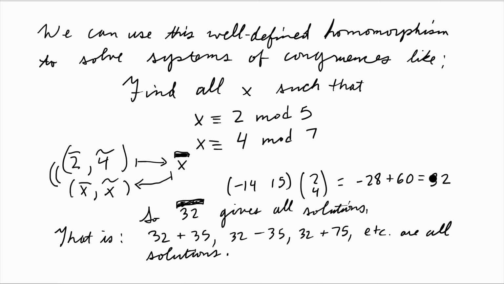But wait a minute, if we take 32 and work it the other way, 32 thick bar, we're going to get 32 thin bar, 32 squiggle, which is going to be equal to (4 squiggle 2 bar). Hey, that's exactly what we wanted. That's how we solve it. The 32 actually solves this congruence. 32 works. But remember where 32 lives. It lives mod 35. So all the solutions happen mod 35. So 32 thick bar gives all the solutions.